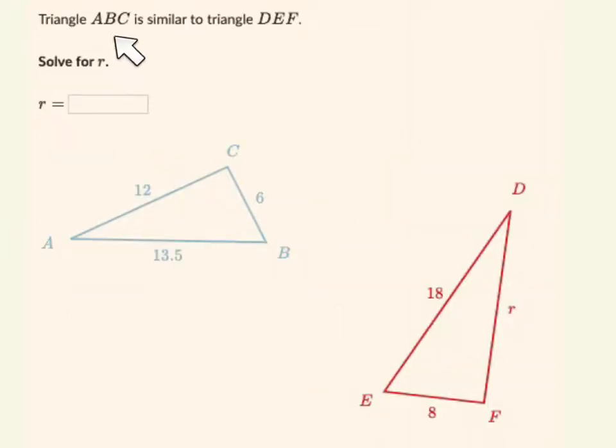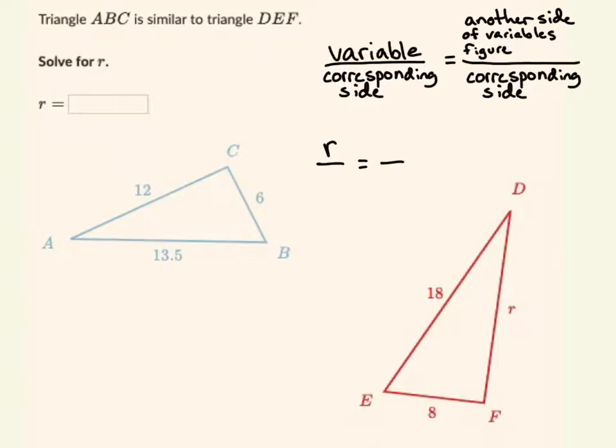Triangle, it's saying they're similar, so we know that the variable side over corresponding side, r goes to, looks like 12. And then another side of the variable figure, so we can use anything. I don't want to use this 13.5, so maybe 8 goes to 6.